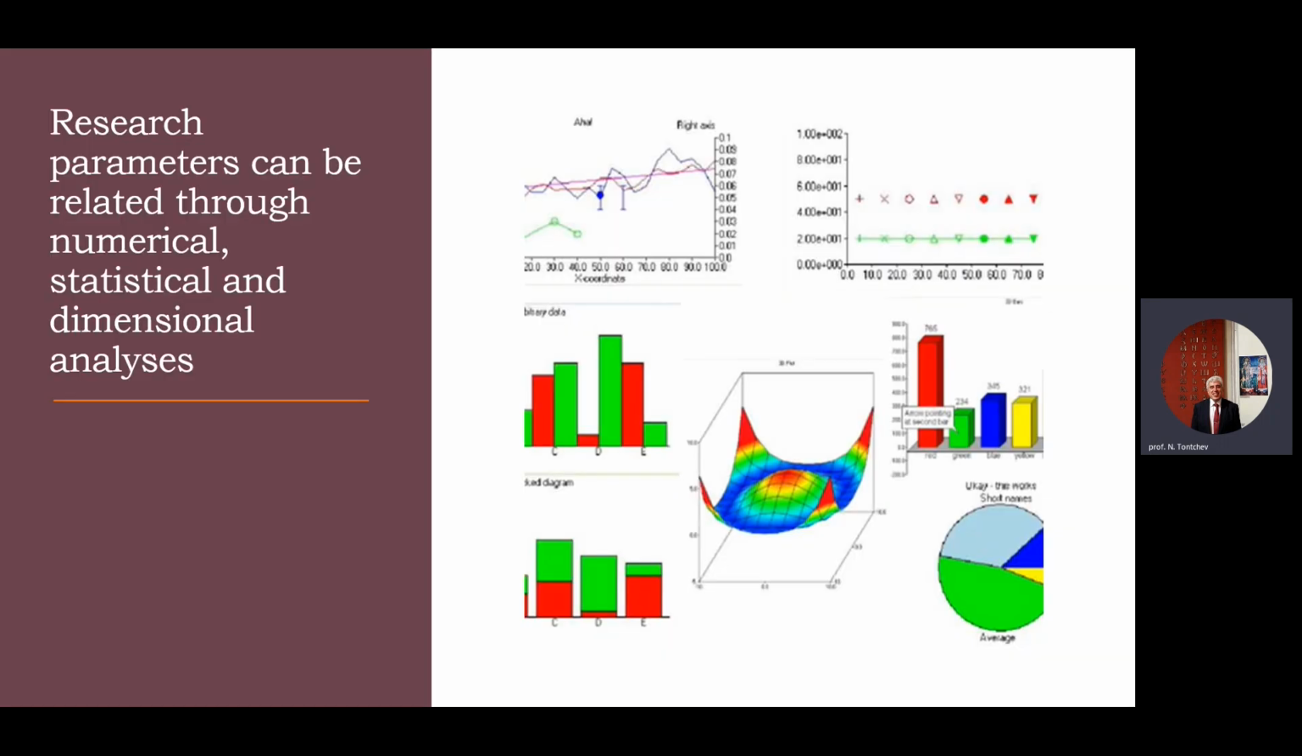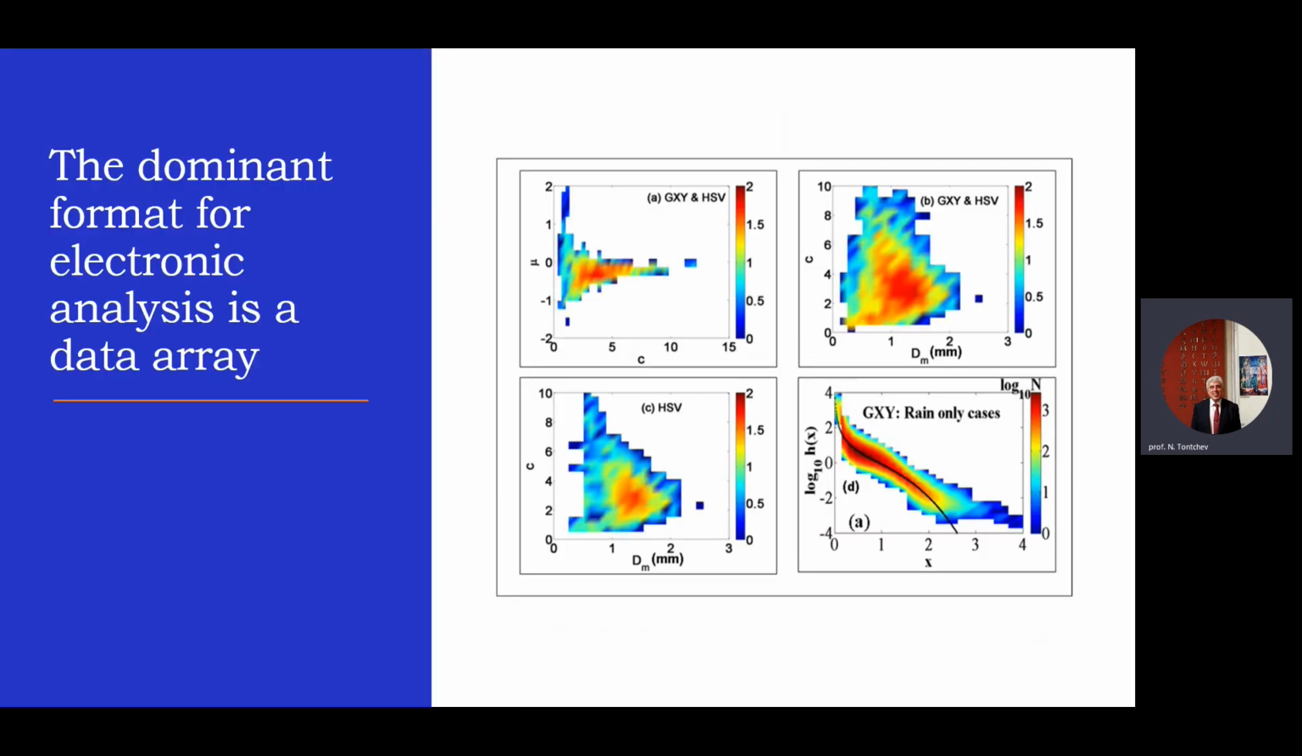What follows now are must-know summaries of data and data processing. Data are numbers with or without attached measurement units, which are classified as non-deterministic if they cannot be modeled with direct quantitative separation, and deterministic when they can be related to a modeling equation based on the research parameters. In general, research parameters can be related by numerical, statistical, and dimensional analysis to non-deterministic data and by inversion to the deterministic data.